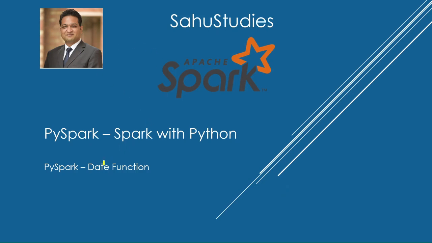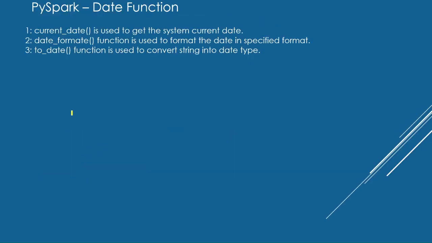In this video, we are going to see different kinds of date functions which are available in PySpark. We are going to see three date functions. One is current date, another is date format, and third is toDate. Current date is used to get the system current date.